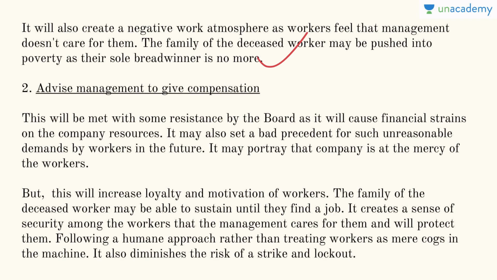Second point is advise the management to give the compensation. Now this advice will be met with some resistance by the board because it will cause a lot of financial strain on the company resources. It can even set a very bad precedent for such unreasonable demands by the workers in the future, and it may portray that the company does not have a spine and is at the mercy of the workers. But this will also increase loyalty and motivation of the workers. So the second option is better than the first option in my opinion, and the family of the deceased worker may also be able to sustain until they find a job.